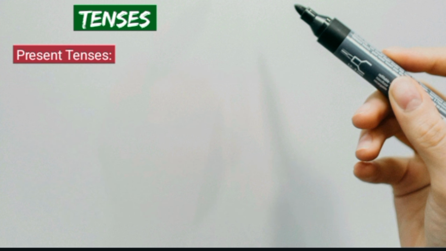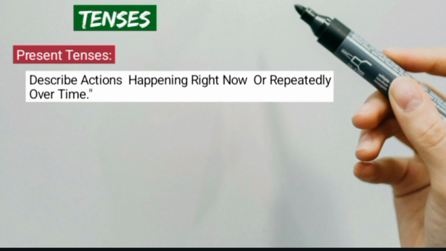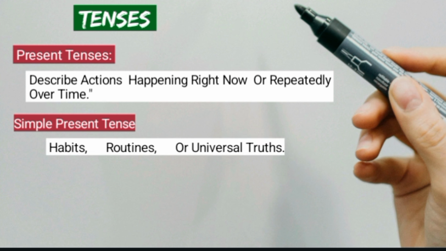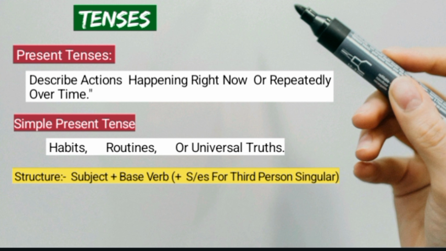Present tenses. Let's start with the present tenses, which describe actions happening right now or repeatedly over time. In the present tense, we'll first understand the simple present tense. In simple present tense, we talk about habits, routines, or universal truths. For writing simple present tense, the structure is very simple: subject plus base verb, plus s or es for third person singular.